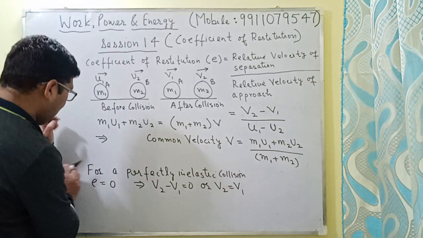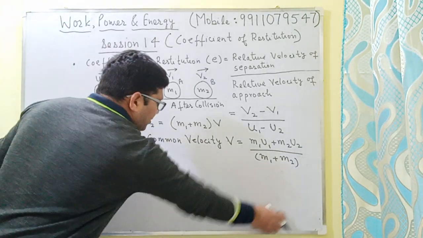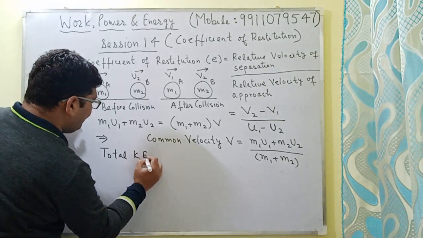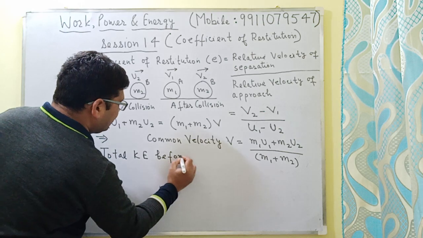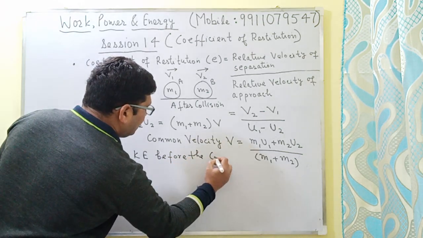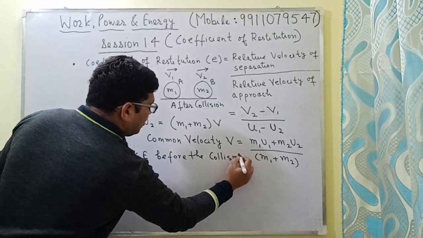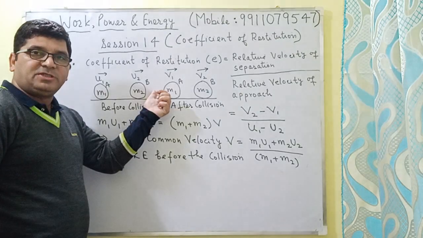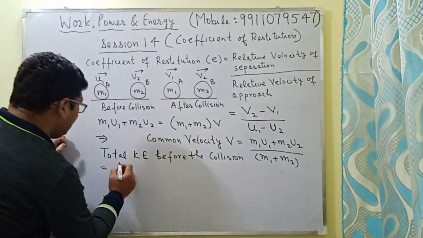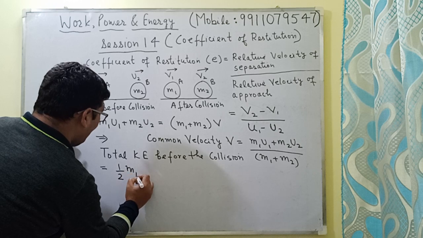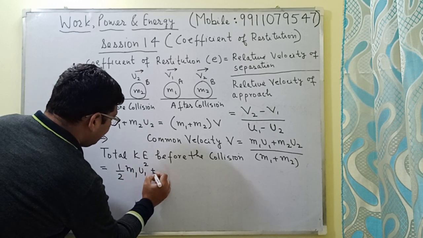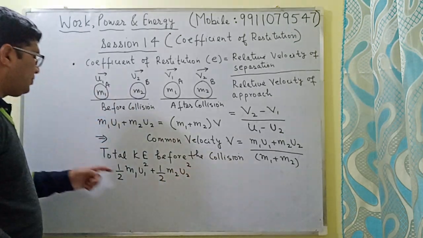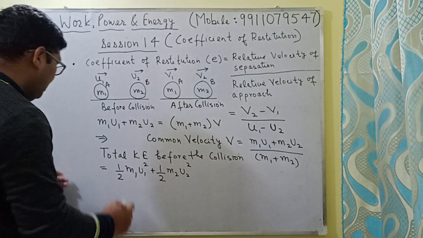So the total kinetic energy before the collision is equal to, I'm just talking in terms with reference to this example, half m1 u1 square plus half m2 u2 square. So this is the total kinetic energy before the collision.